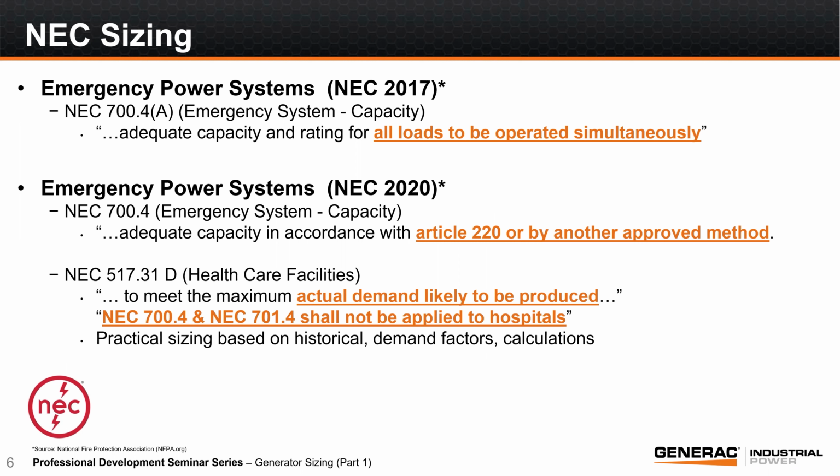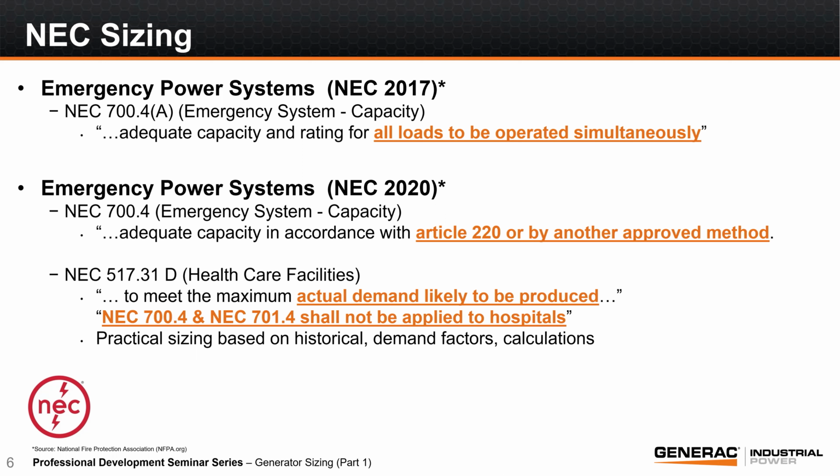Well, this works if we're talking about an emergency system that will only be powering things like egress or exit lighting. But when you're trying to size for things like hospital emergency systems, you run a risk of oversizing that generator using that method, because if you're assuming that all loads will be running at the same time during an emergency situation, that's generally not the case.